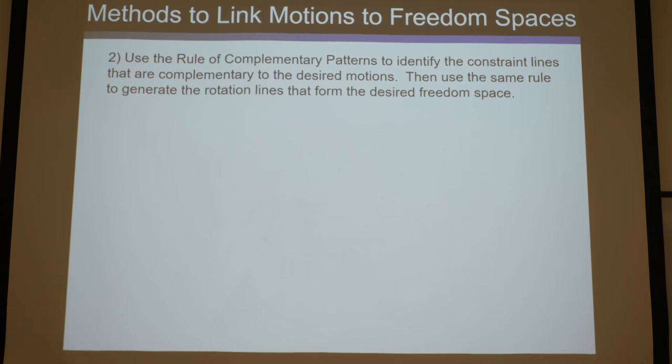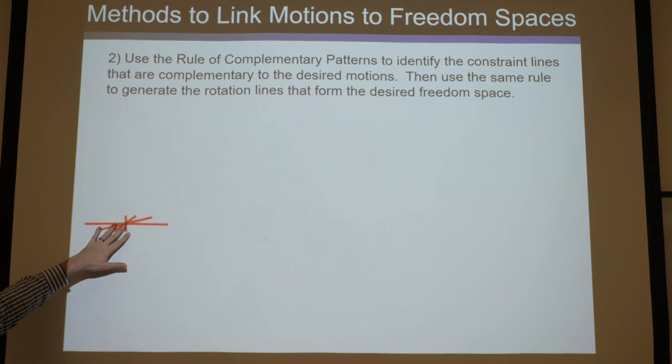Okay, so the second method is to use the rule of complementing patterns. This is slightly less painful because it doesn't involve math, and it's kind of that visual game. And it will work if you're good at the rule of complementing patterns. But again, it's more arduous than using the fact library.